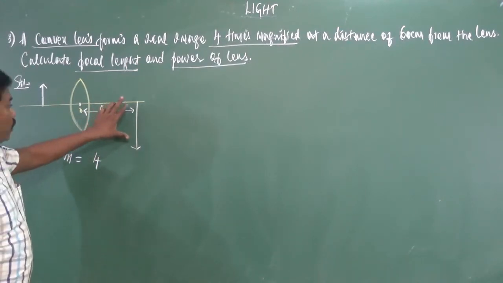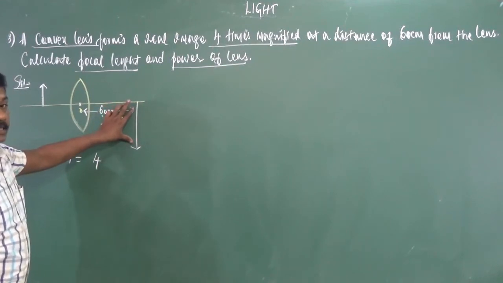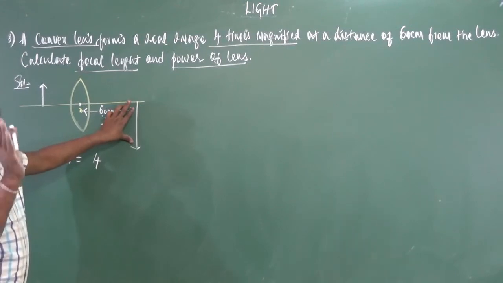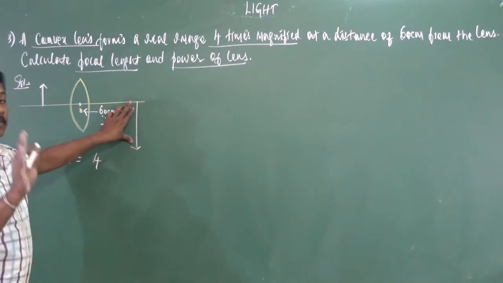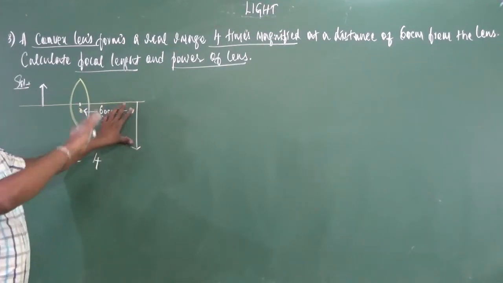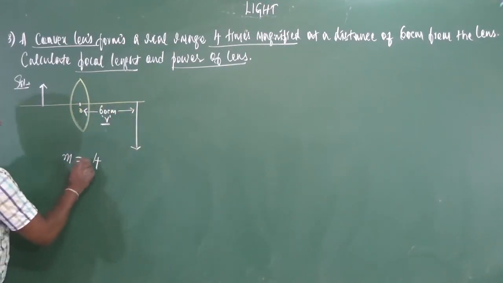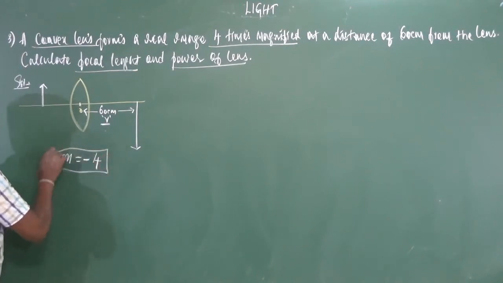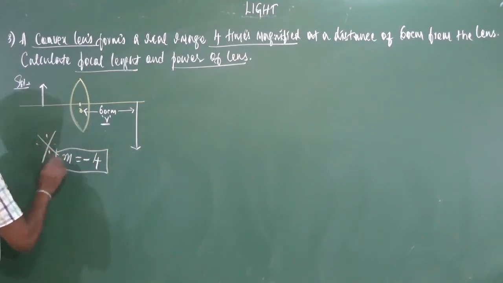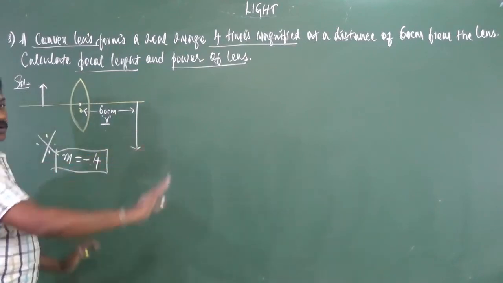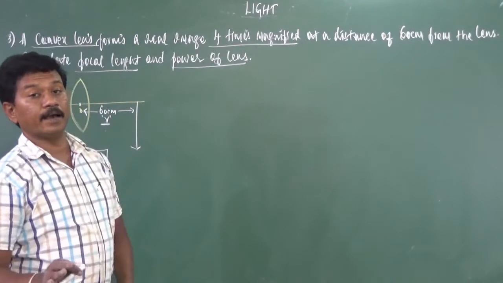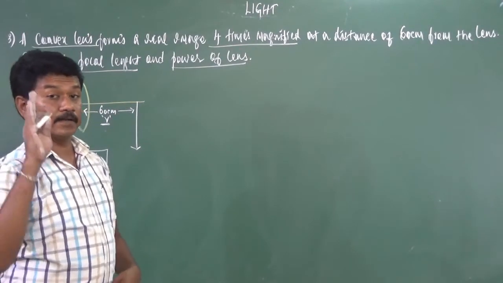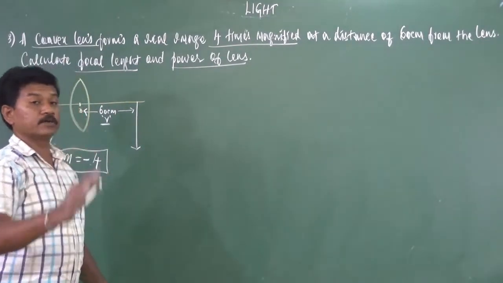So here, what the image you are getting here is a real and inverted image. So for real and inverted images, for the lens which gives real and inverted images, magnification will be negative. So m is -4. Very important. So if you are wrong here, everything is wrong. So be careful. You should be good in theory as well as you should be good in the ray diagrams for solving numericals on lenses.